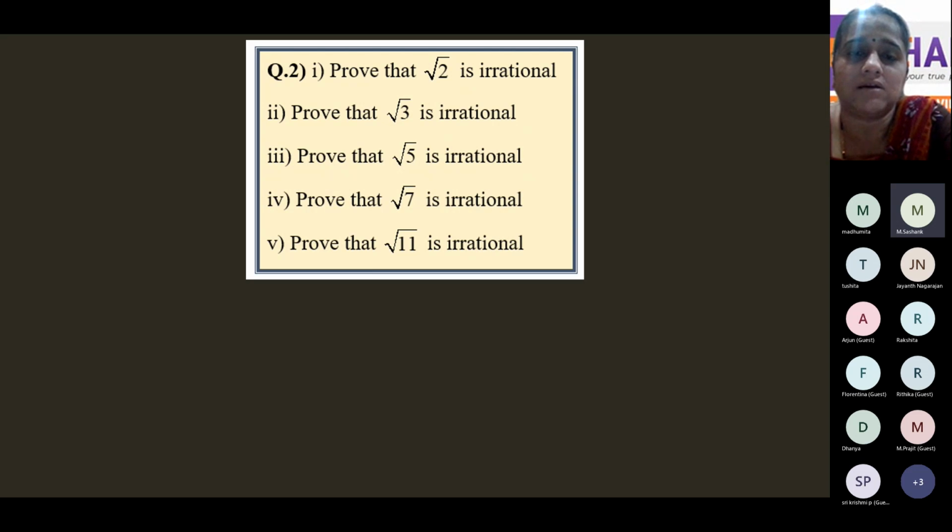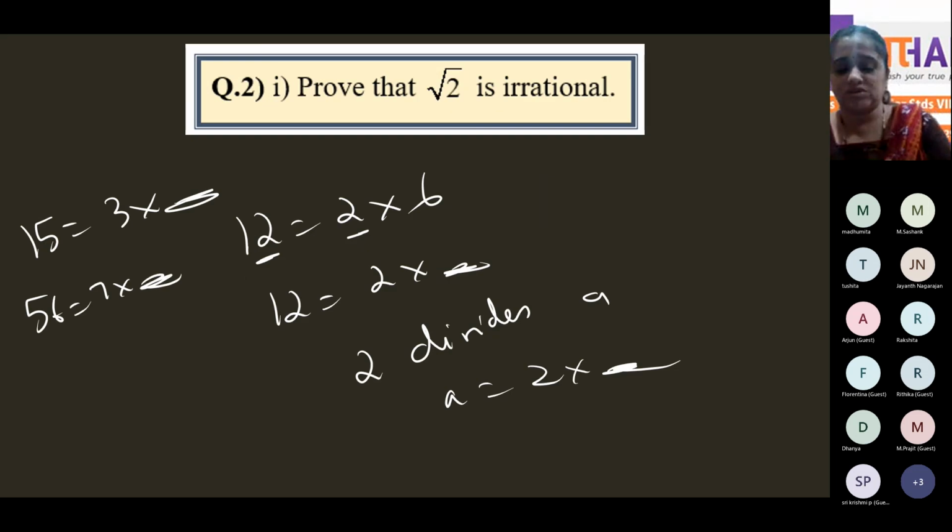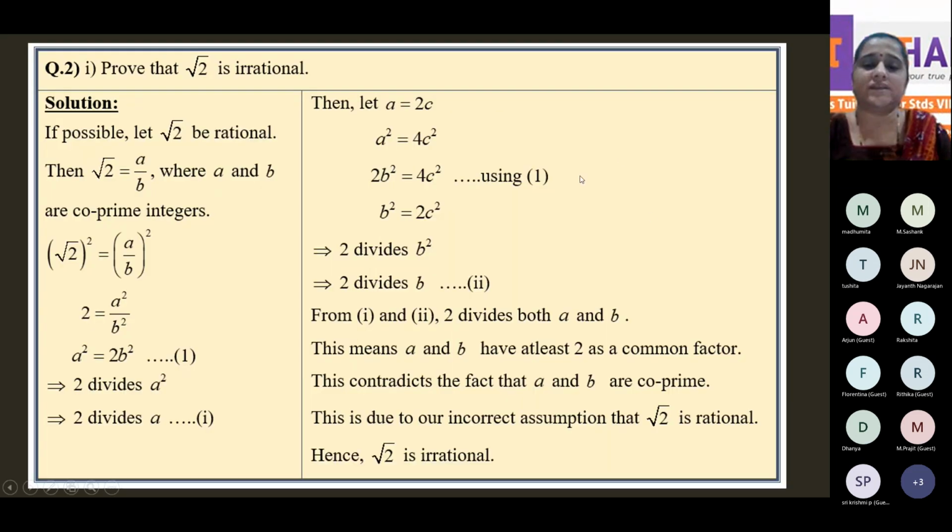Just make a note of the numbers. Root 2, root 3, root 5, root 7, root 11. 2, 3, 5, 7, 11. The first 5 prime numbers. So this proof will be visible for you. You can take the help of this. The numbers will change. Please take care.